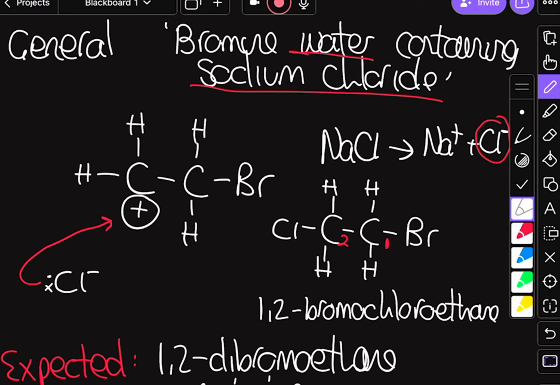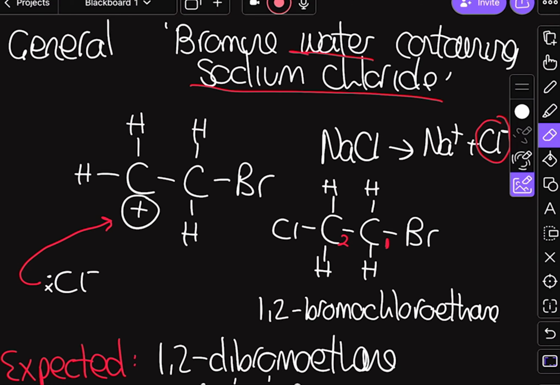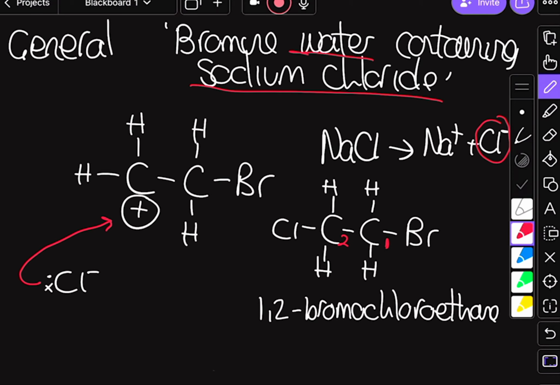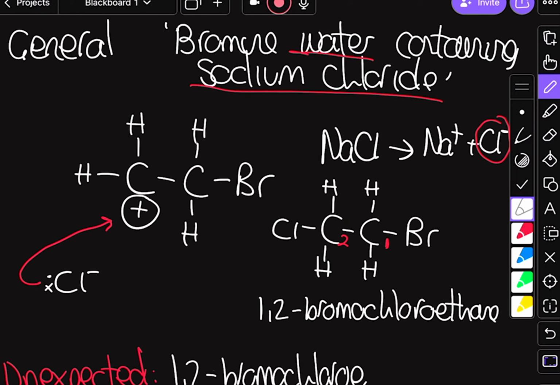So we've dealt with our expected down here. We now have something that is unexpected. So this is one unexpected product, and we get this product if there is sodium chloride in our water. So 1,2-bromochloroethane is unexpected, and it came because we had sodium chloride in our water.